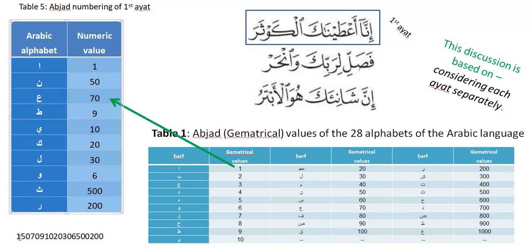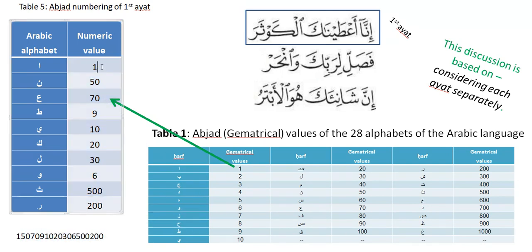And if we go to this, we see that this number is nothing but 150, 70, 9, 10, 20, 36, 500, 200. So 150, 79, and after that 10, 20, 30, 6, 500 and 200. That means combining all these numbers, we have these numbers.